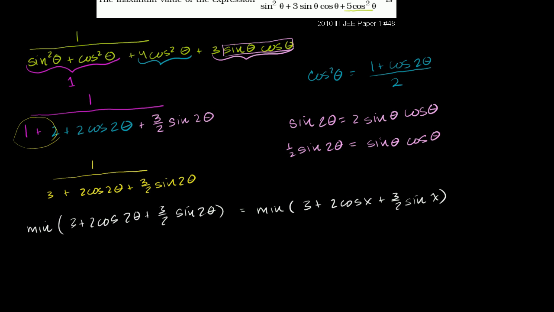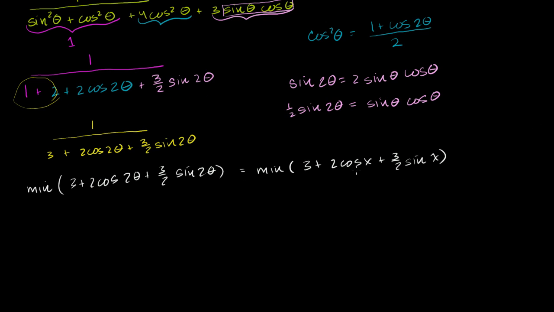And my temptation is to take the derivative, find out where the derivative is equal to 0, and then that will either be a maximum or a minimum point. So let's take the derivative. The derivative of this expression right over here with respect to x, well, derivative of 3 with respect to x is 0. Derivative of 2 cosine of x is negative 2 sine of x. Derivative of 3/2 sine of x is going to be plus 3/2 cosine of x. And then that is going to be equal to 0.